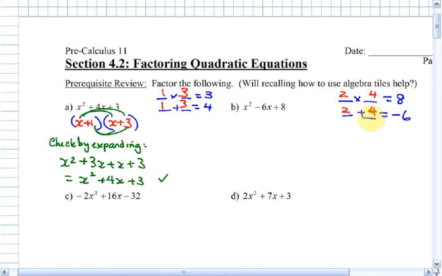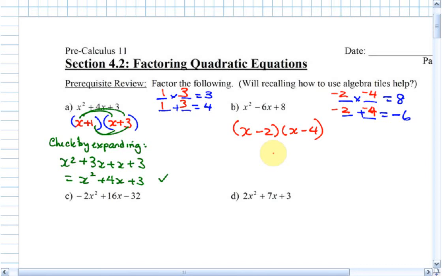But 2 and 4 give me positive 6. I want negative 6. Yeah. Sophia says negative 2. Yeah, let's make it negative 2, negative 4. Because negative 2 times negative 4 is positive 8. Negative 2 plus negative 4 is negative 6. That's good. So here we go. X minus 2, x minus 4. We're done. Okay? All right.